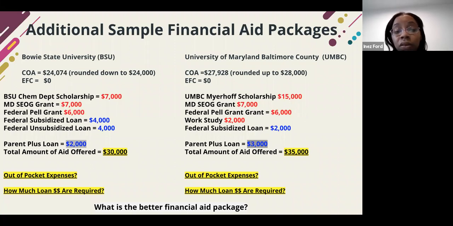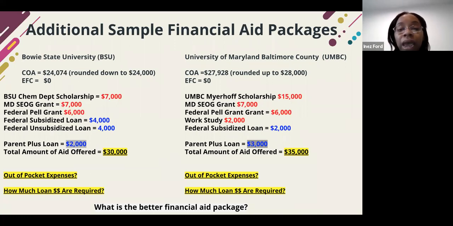So UMBC is the better package, because to go to Bowie, they've at least got to take out $4,000 in loans. To go to UMBC, they don't have to take out any loans. So those are the things, and that's really what you want to do. You want to see how much loan money you have to take out. And if you can, you want to find out if any of the grants and scholarships are renewable. But that's really how you compare sample financial aid packages.